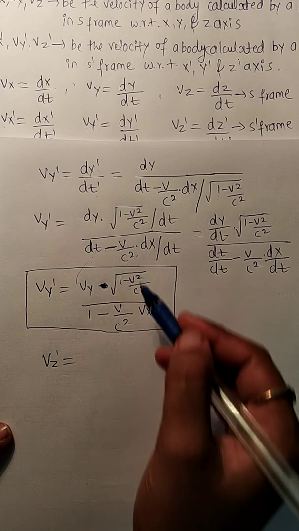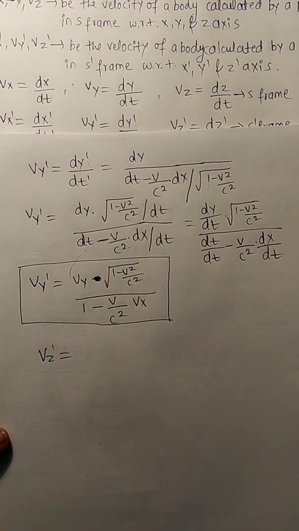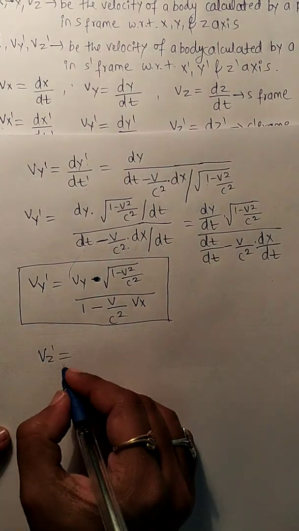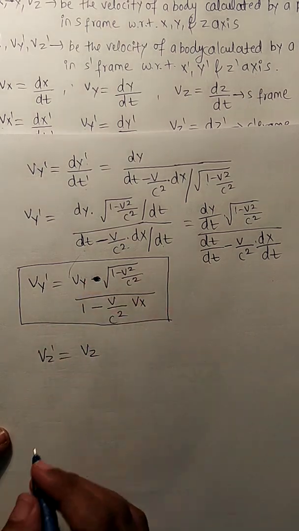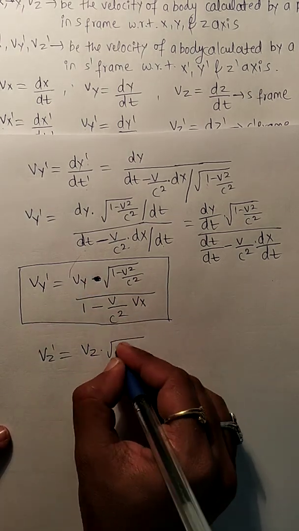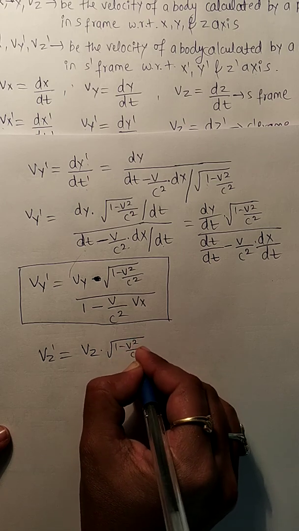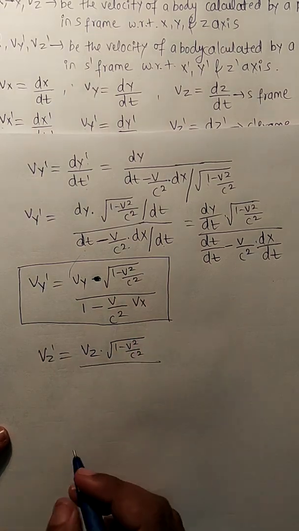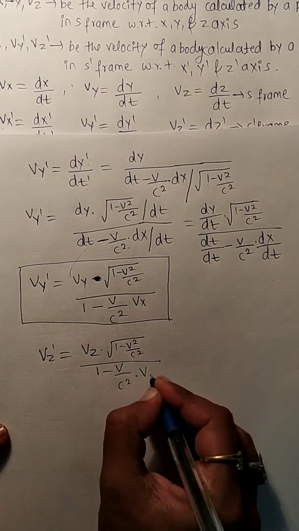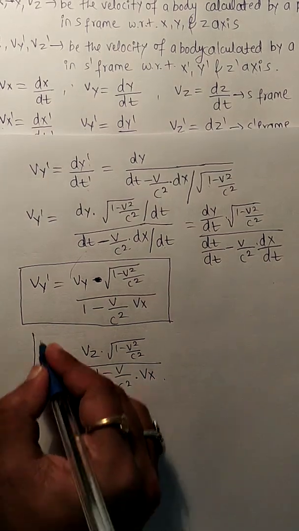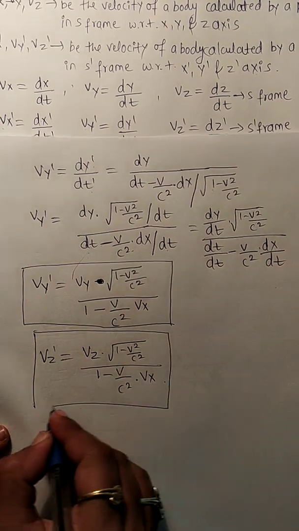In the same way, if you calculate the φz dash value, what are you getting? It is equal to φz into square root of 1 minus v square by c square, divided by 1 minus v by c square into φx. So this is the φz dash value.